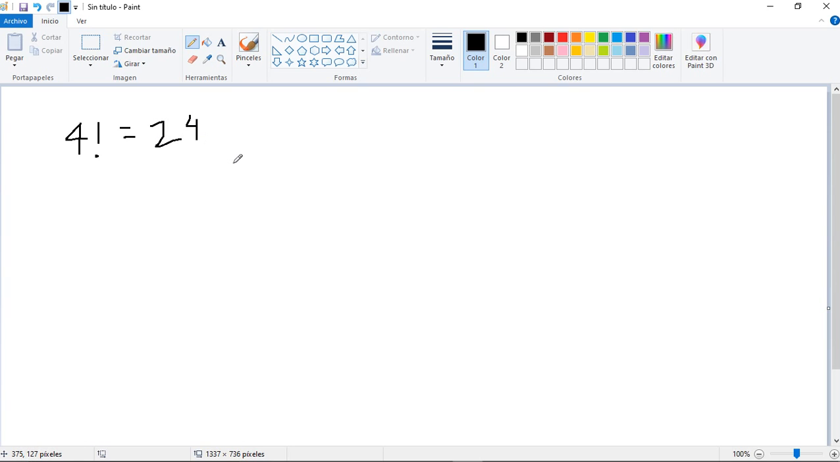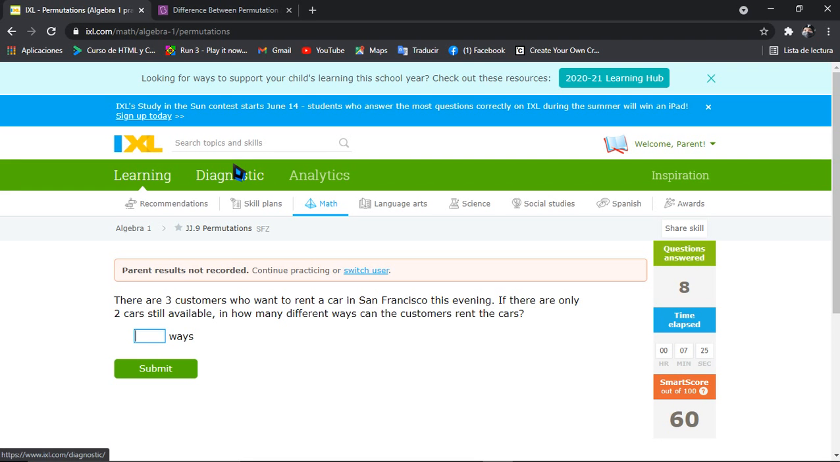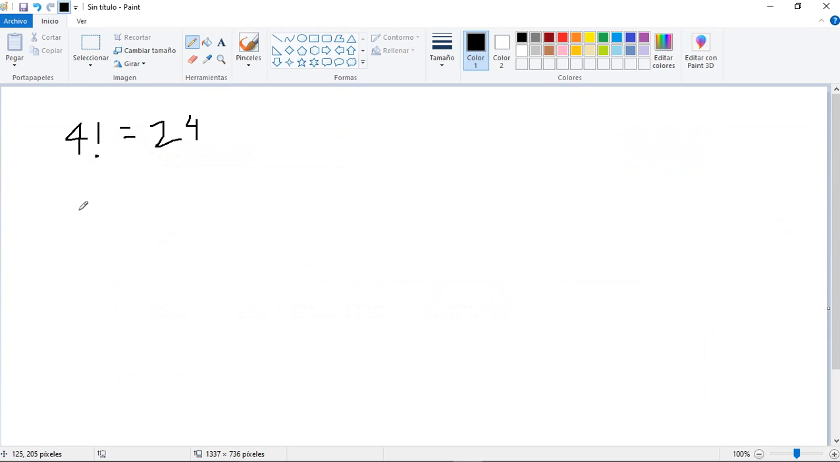Okay? This is what we were seeing yesterday, but also starting from question 7, 8, sometimes 9, these kinds of questions are going to appear. Like there are 3 customers who want to rent a car in San Francisco this evening. If there are only 2 cars still available, in how many different ways can the customers rent the cars? So we have 2 numbers, number 3 and number 2, and this can be placed like this.